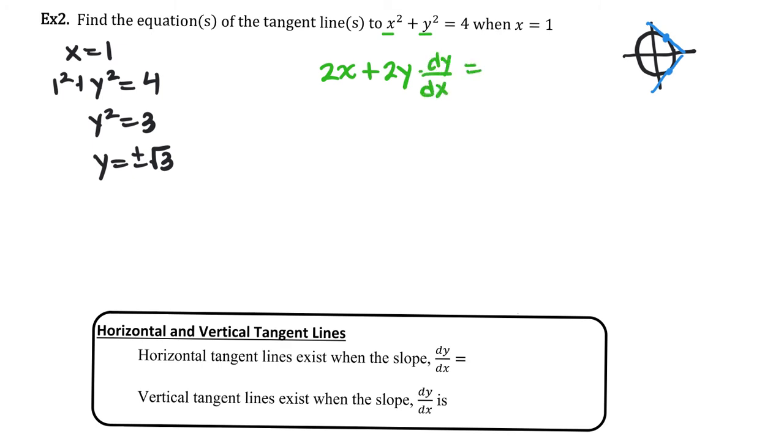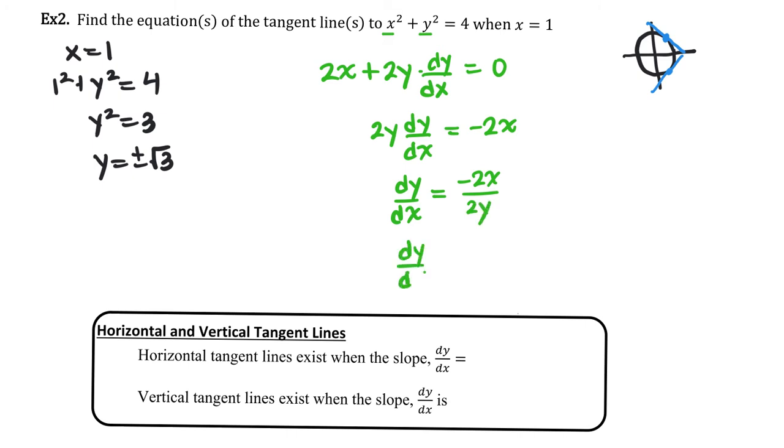The derivative of 4 is 0, because it's constant. Okay, let me go ahead and move some stuff around. That's going to be negative 2x. So if I want dy/dx, I get negative 2x over 2y, which is, the 2's cancel. So negative x over y is the equation for the derivative, which is also the equation to help me get the slope.